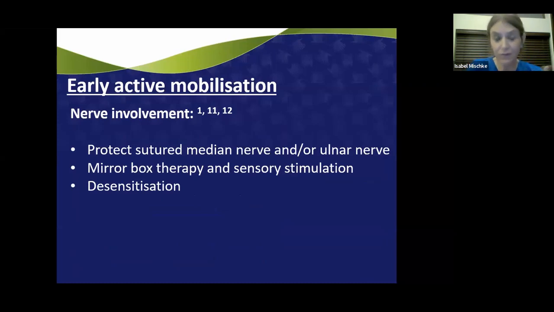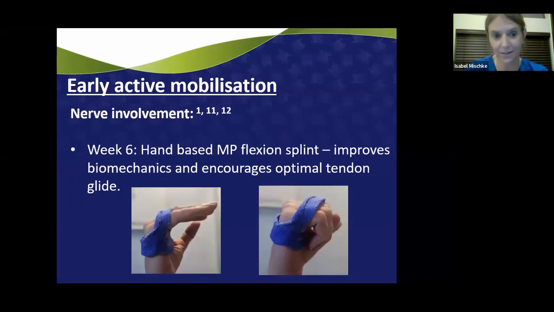Then in terms of nerve involvement, if you do have nerve involvement with your zone 5 flexor tendon injury, obviously you need to make sure that you protect that sutured median or ulnar nerve. So at week 6, you're going to make the MP block splint. When you do the first splint, the dorsal block splint, make sure that you don't put it into extension. And you're going to add mirror box therapy and sensory stimulation. And when the nerve starts regenerating and you've got hypersensitivity in the palm, you can also add desensitization.